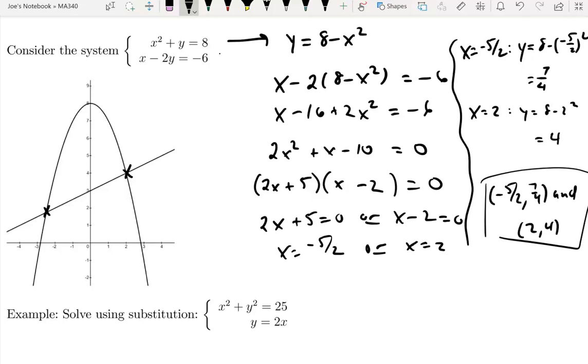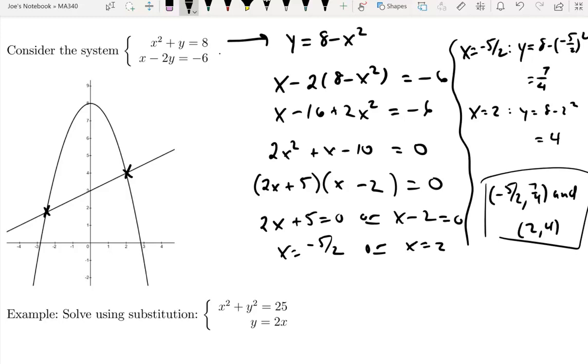What questions do you have on that? This process should look very similar to the process that we did for substitution back when we did systems of linear equations. Agreed? It's the same. Just end up with an extra solution here because we have different types of shapes that we're looking for where they cross.